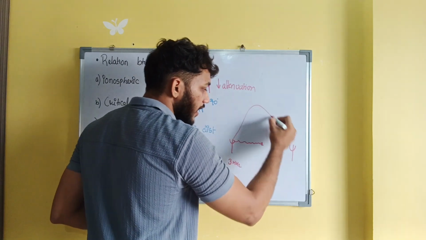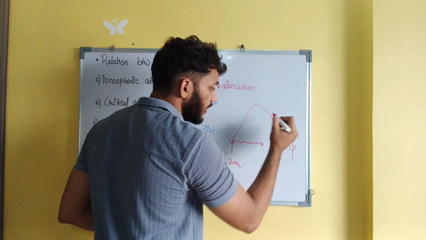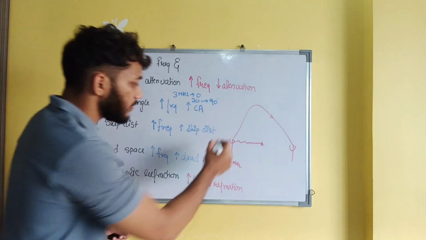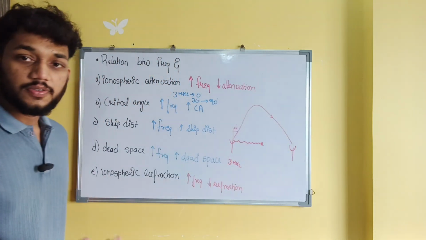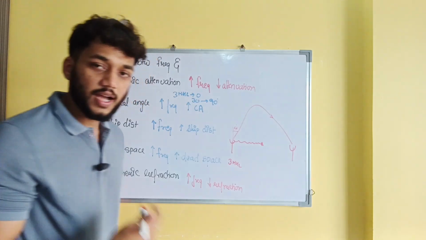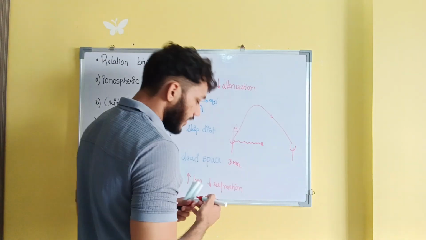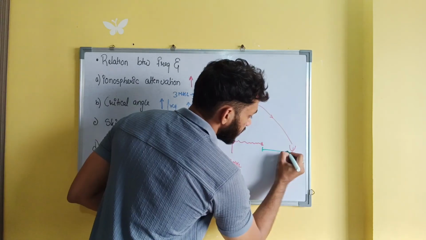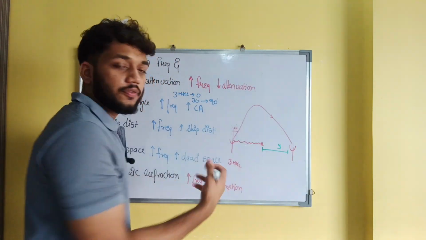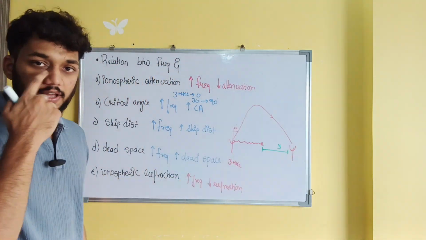And the sky wave, we'll assume it is getting received here. So this will be our critical angle, okay, and this will be our skip distance or our first sky wave, okay. Now what was dead space? It was this distance, right? Between the end of the ground wave and our first sky wave.